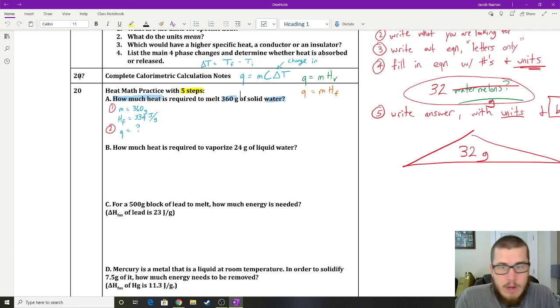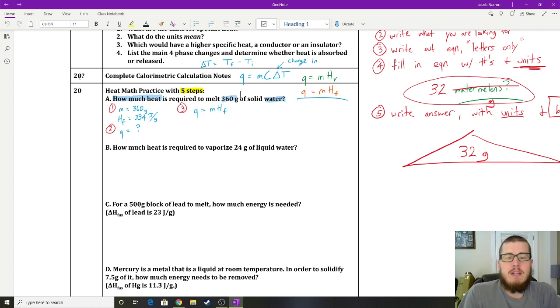And so now right away, I can see, oh, look, I've got mass, I've got heat of fusion, quantity of heat is what I'm looking for. So what equation has all these things? Well, I can see it's right here. There's the equation that I want. So step number 3, write out the equation in letters only.